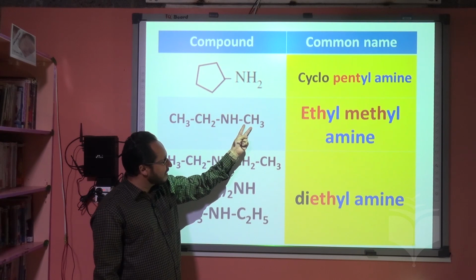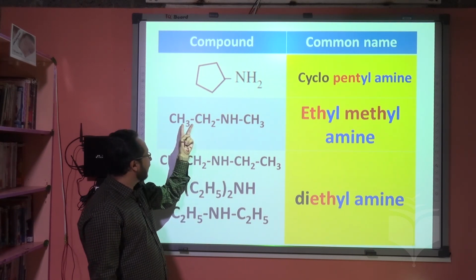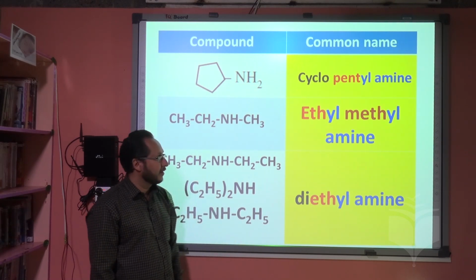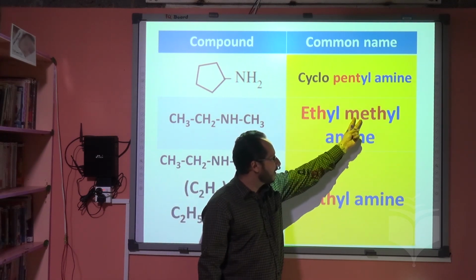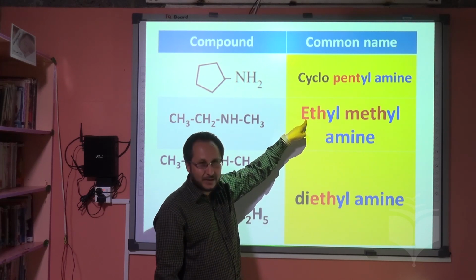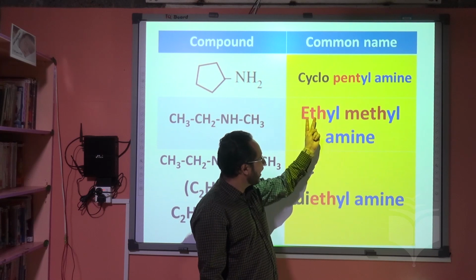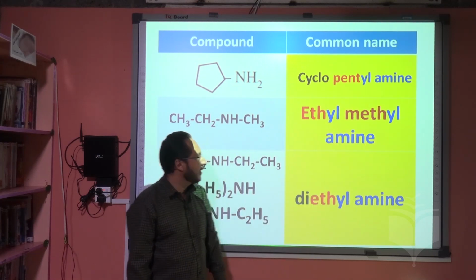So in this case, you have to write the name for this alkyl group and the name for the other alkyl group, but you have to follow the alphabetical order. That means you have to start with ethyl, then what we have? Methylamine. Why do I start with ethyl? Because this is E, before the letter what? M. So we write ethyl, then we write methyl, then we write the word amine.